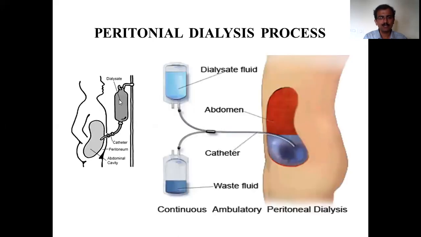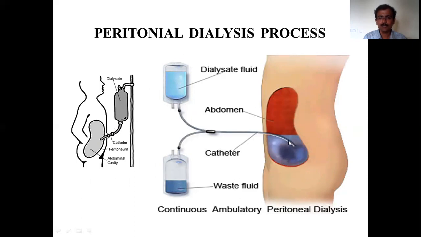In peritoneal dialysis, they make use of the peritoneal cavity. They introduce the dialysate, the solution used in dialysis, and that goes into the abdominal cavity, the peritoneal cavity, and through it the blood is filtered, because you know that the lining of the peritoneum is mesothelium, which acts like a filter.